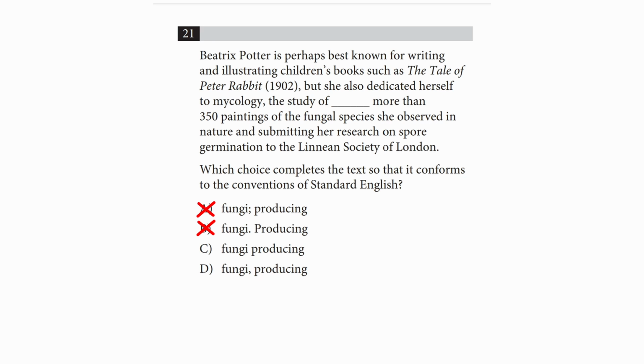That means it's non-essential, and what we need to do when we see one of these non-essential phrases is to surround it with commas. Note that we have a comma before the phrase, between the words mycology and the, and we also need a comma on the other side of the phrase. That means that answer D, which provides this comma, is going to be the correct one.